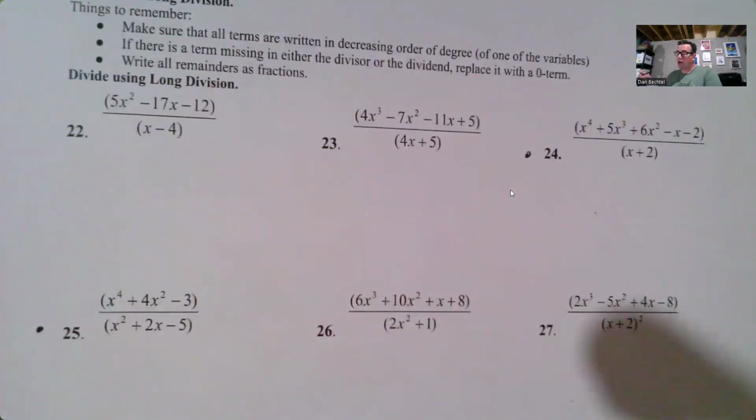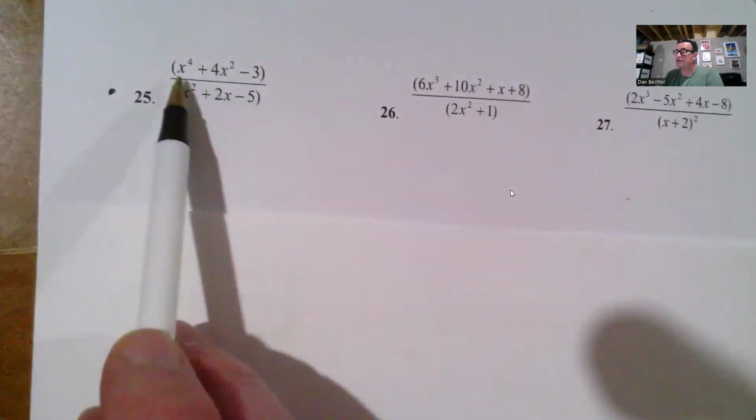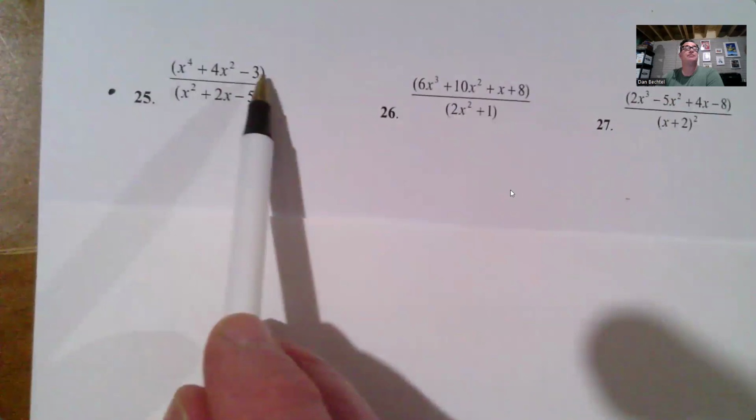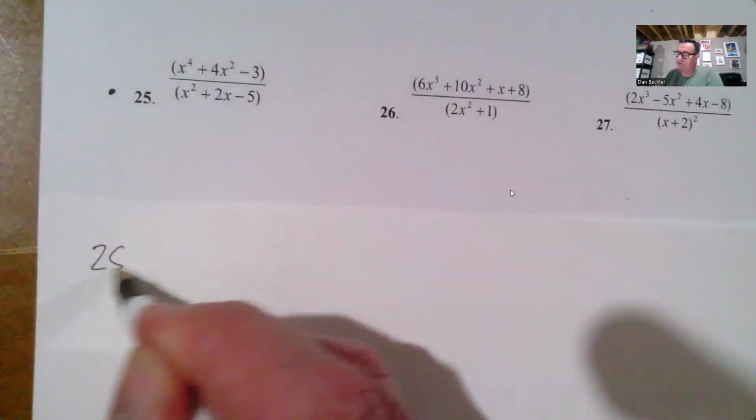Okay, I wanted to do one that we divided by a 3-term polynomial just to kind of show you. And if you look at the top, you'll note that there's a couple gaps that we have in here too. I'm kind of hoping this gives us a remainder so we know what to do, but it'll be okay. So we're doing problem 25.